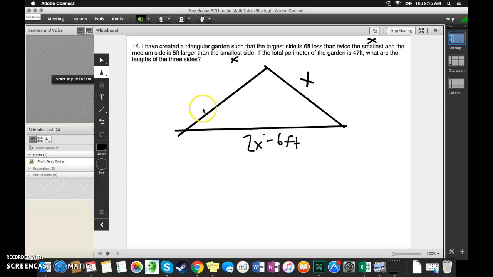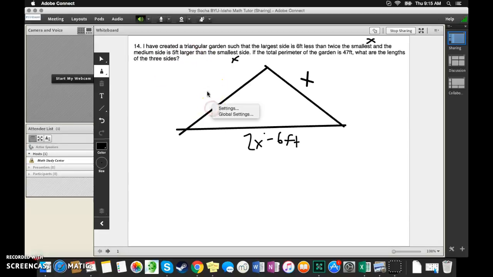This side over here is 5 feet larger. Okay, well that's something to know. So the medium side is 5 feet larger than the smallest side. So that means that if the medium side is 5 feet larger, then that's an addition, right? Larger means we're adding. Okay, so we say 5 plus x. Now that's how we build the initial triangle, but the equation is not solved.